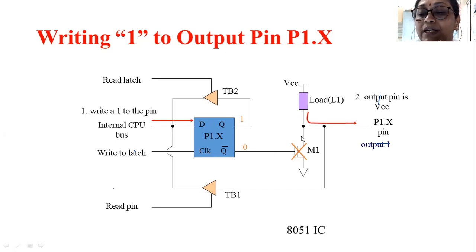And when the MOSFET is off, these 2 points are in open condition. They will act as an open switch. And therefore, whatever voltage is present here, which is VCC, will be passed to the port pin, that is P1.X. And as VCC voltage is present at the output pin, that means the output pin is at logic 1. So this is how the CPU has written logic 1 to the port pin.